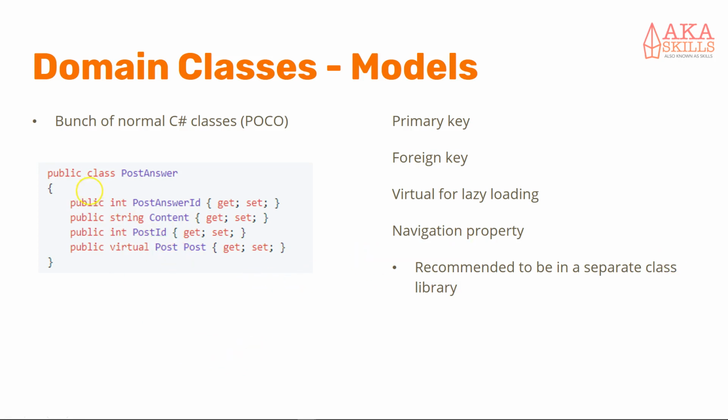So with this, now I can say, for example, post answer.post.name, and I can access anothers, let's say after post I got post comments or anything like that, post likes. So you can access it. And this is basically what we call a navigation property.